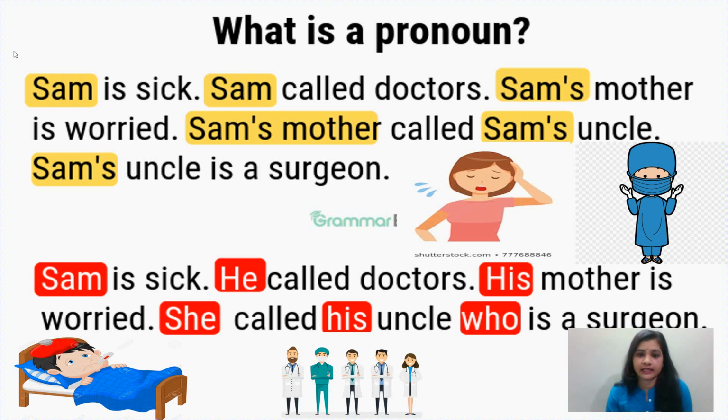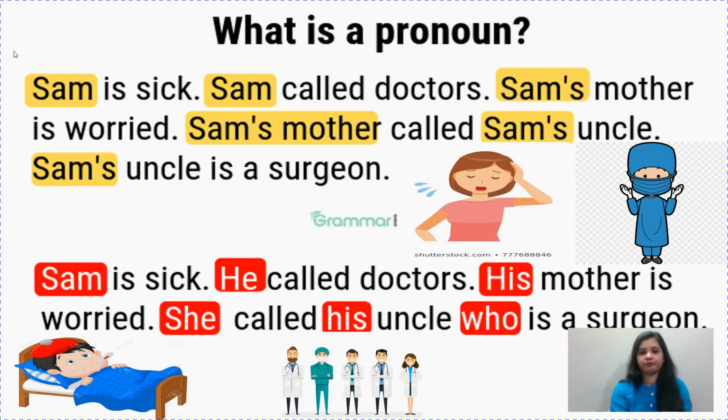Second sentence, Sam called doctor. So in place of Sam, we can write he. He called doctors. Third sentence is Sam's mother is worried. So instead of Sam's, we can write his. In the same way, again Sam's mother is written. So again, Sam's mother called Sam's uncle. So here we are talking about Sam's mother. So we will write she called his uncle who is a surgeon.